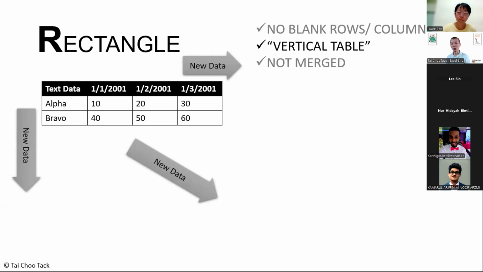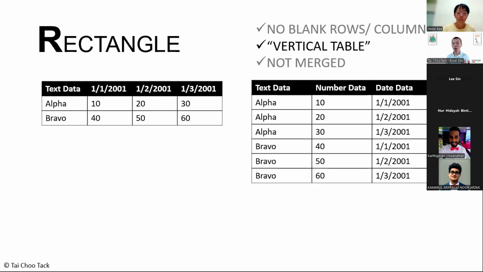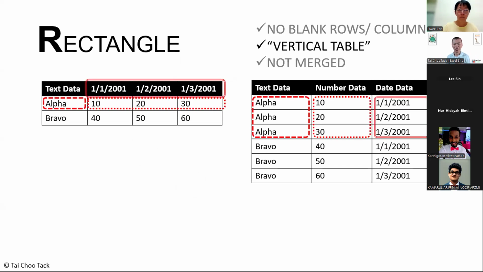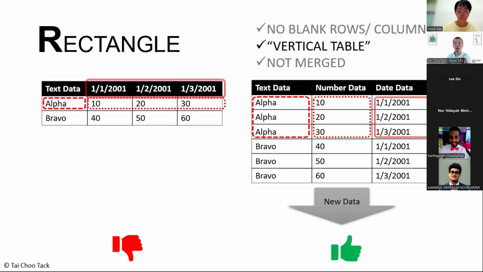So how to go about this one? We want to make sure everything goes vertically like this. Alpha goes vertically, the number goes vertically, the date goes vertically. That means in the future, whenever there is new data, it will be added at the bottom. The one on the right side is the way we want to have. If you are working with this kind of data regularly, it will be very useful for you.